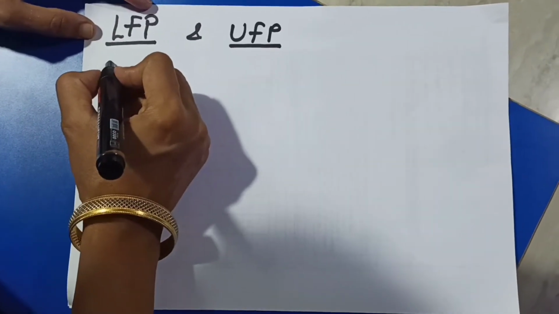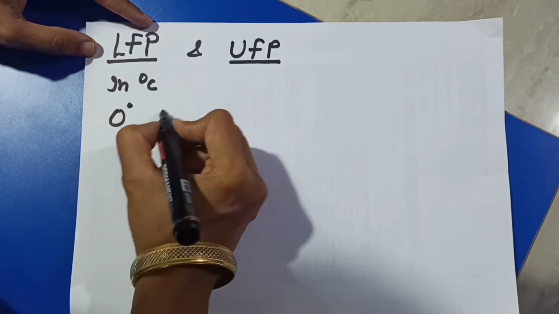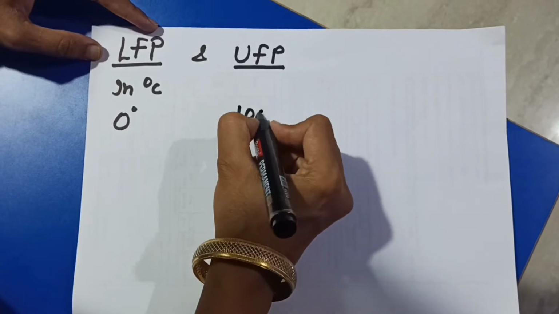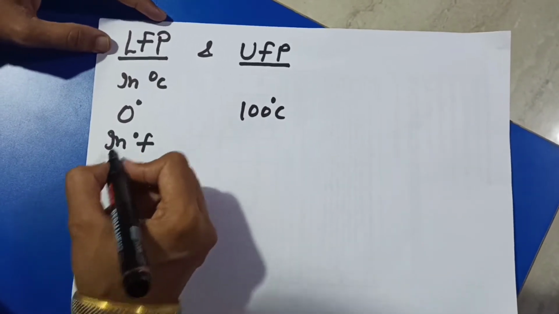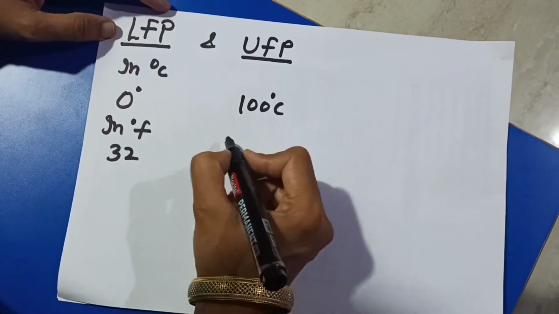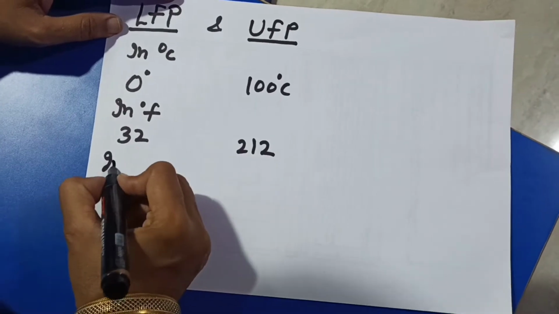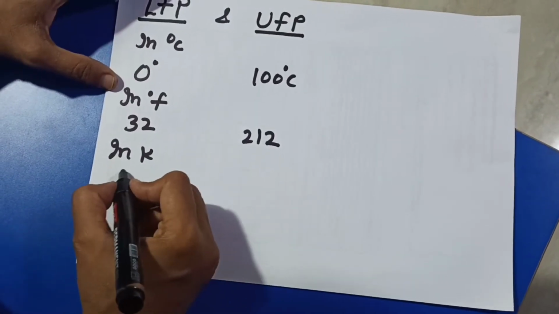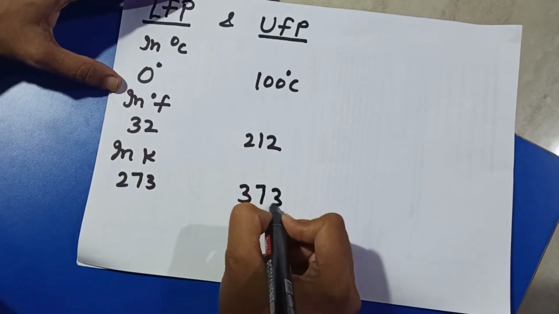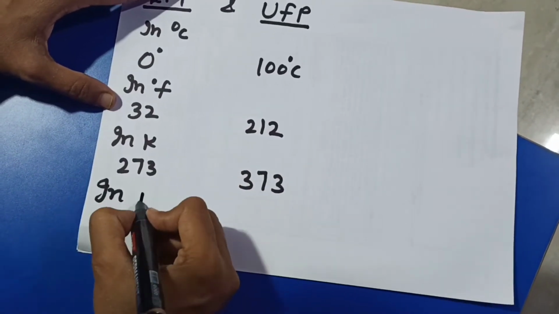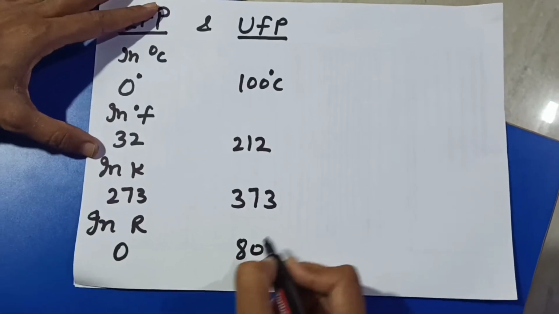In degree Celsius, the lower fixed point is 0 degree Celsius and the upper fixed point is 100 degree Celsius. And in degree Fahrenheit, the lower fixed point is 32 and the upper fixed point is 212. In Kelvin scale, the lower fixed point is 273 and the upper fixed point is 373. And in Reaumur scale, the lower fixed point is 0 degree and the upper fixed point is 80.